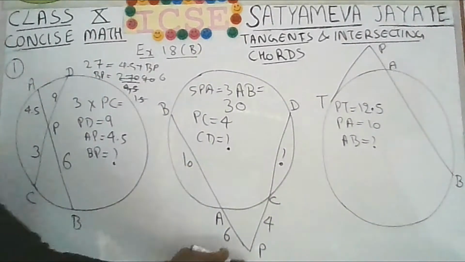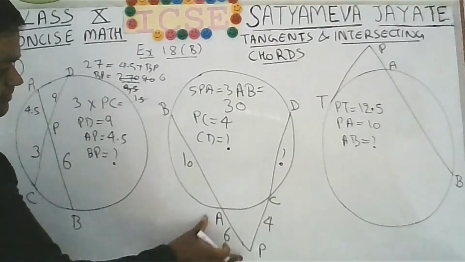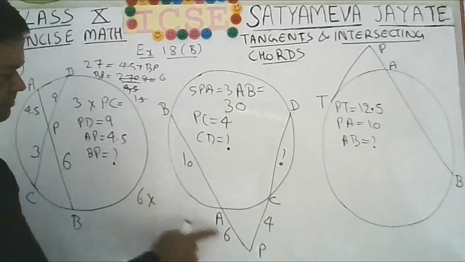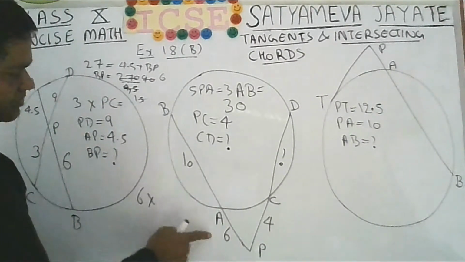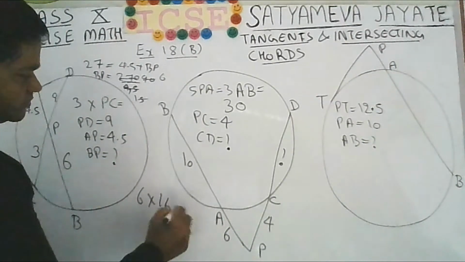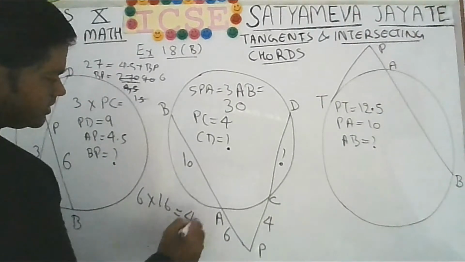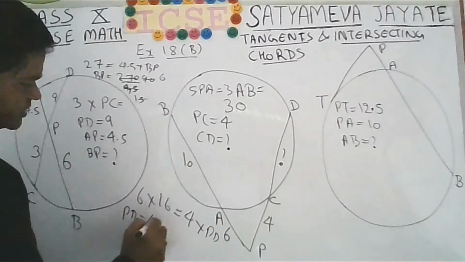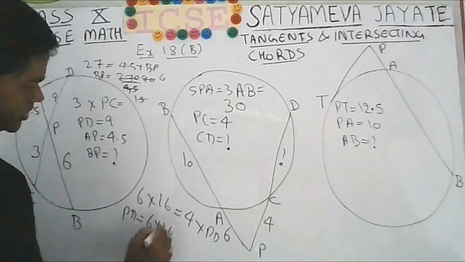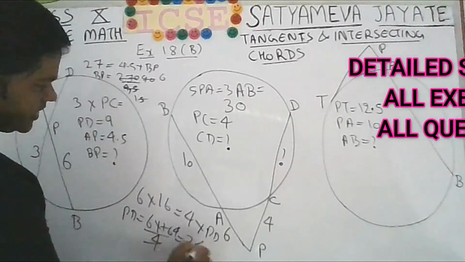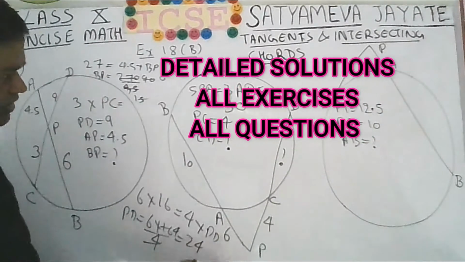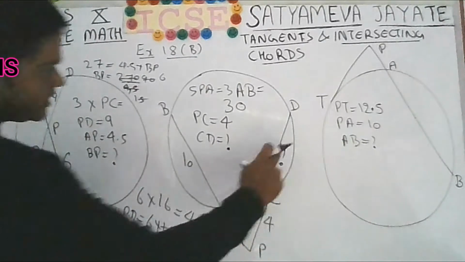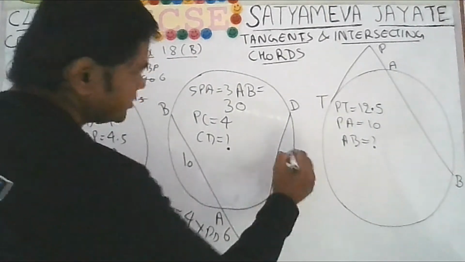So you can see that the two chords are intersecting each other externally. So we can say that AP into PB. AP is 6, so it will be 6 into PB. PB will be 10 plus 6, which is 16. This will be equal to PC, which is 4, into PD. So you can say that PD will be equal to 6 into 16 by 4. So you will get PD equal to 24. Now if PD is 24, you know that PC is 4. So CD will be 24 minus 4, you will get 20. CD will be equal to 20.